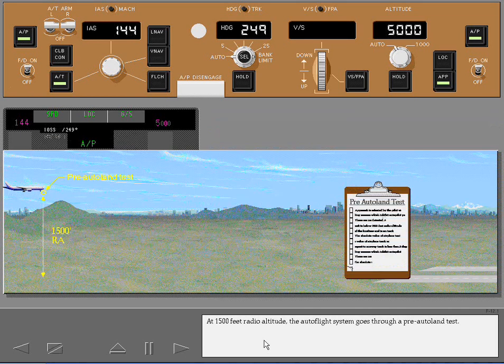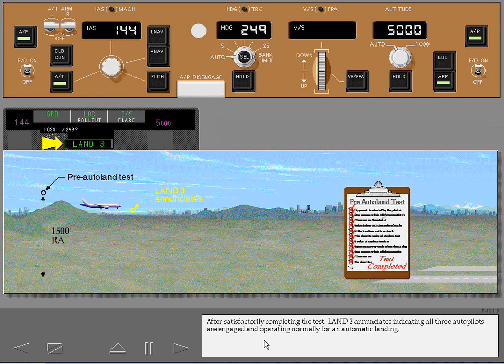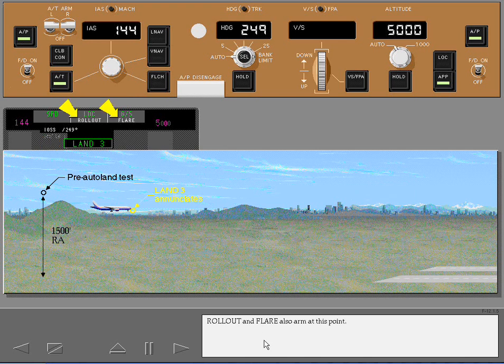At 1,500 feet radio altitude, the Autoflight system goes through a pre-autoland test. After satisfactorily completing the test, Land 3 enunciates, indicating all 3 autopilots are engaged and operating normally for an automatic landing. Rollout and flare also arm at this point.